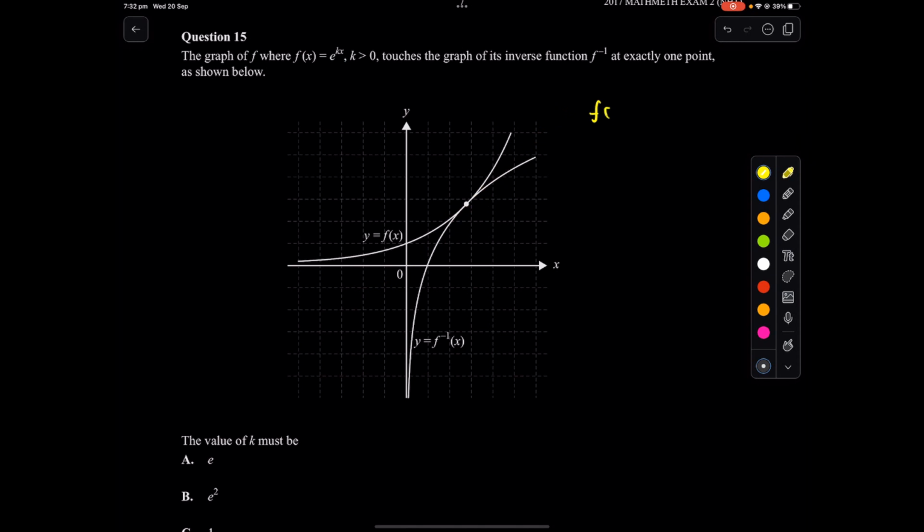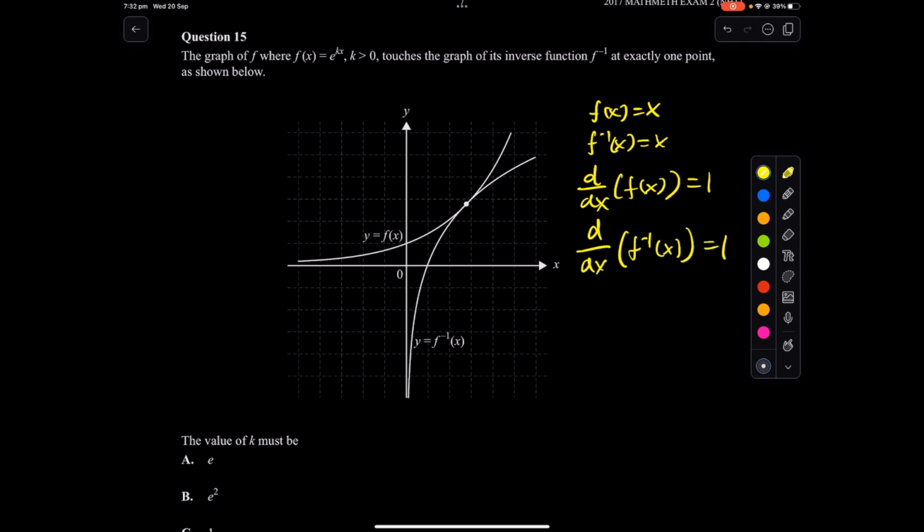So we can say that f of x equals x. That's one equation. We can also say that the inverse of f of x must equal x. We can also say that the gradient, so the d/dx of f of x, must equal 1, because it's the gradient of the line y equals x. So if you draw this, the gradient's at 1. And we can also say the d/dx of the inverse of x must equal 1.